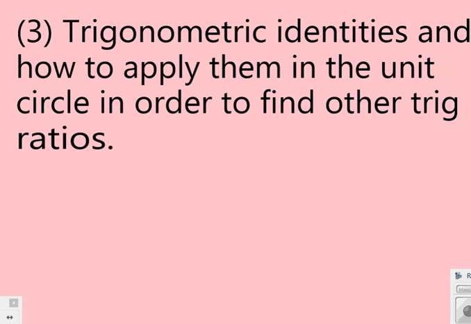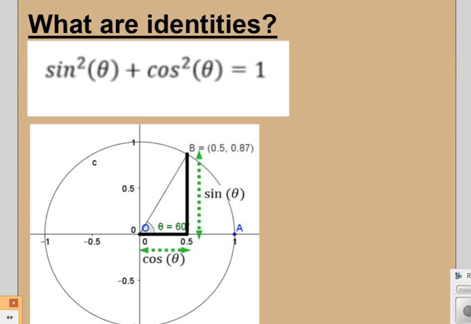Welcome to the third video, trigonometric identities and how to apply them in the unit circle in order to find other trig ratios. Well, first of all, let's deal with this word identity. Here's our first identity. Sine squared theta plus cosine squared theta equals 1.